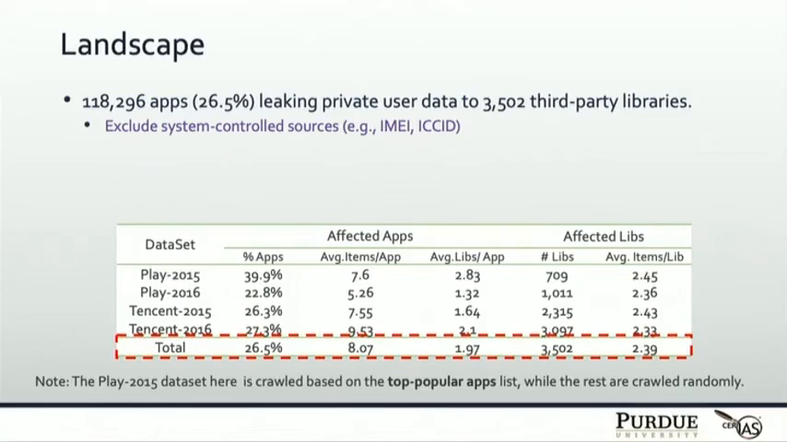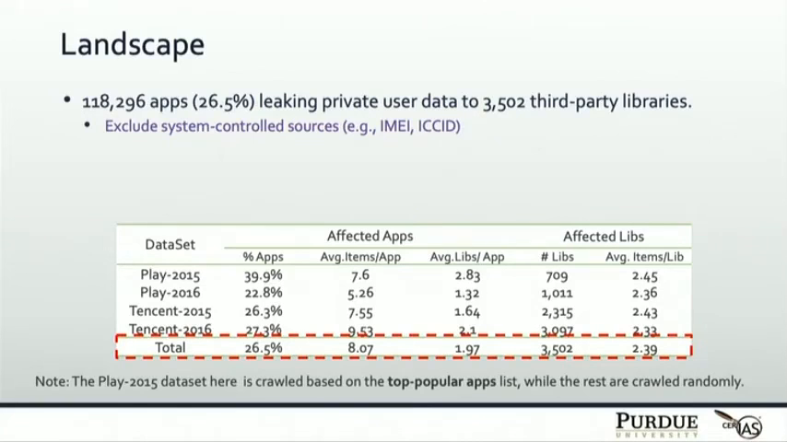Among all the apps in our data set, Clue Finder discovered around 26% of apps leaking users' private data to over 3,000 third-party libraries. Note that here we only focus on the findings related to sources missed by prior approaches, meaning that we already exclude those typical private data like IMEI and ICCID.